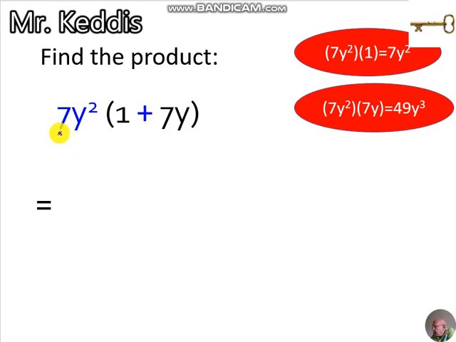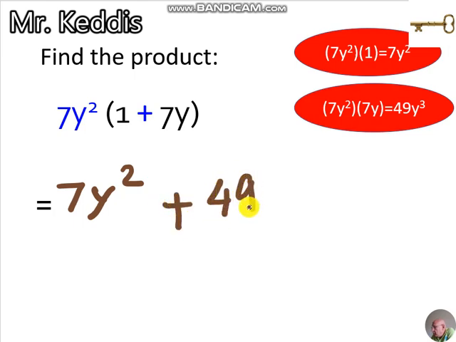To multiply 7y squared times 1, you get 7y squared. 7y squared times 7y, 7 times 7, you get 49. Y squared times y, you get y to the third power.